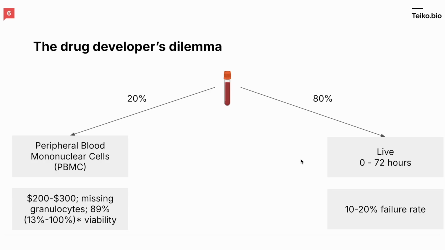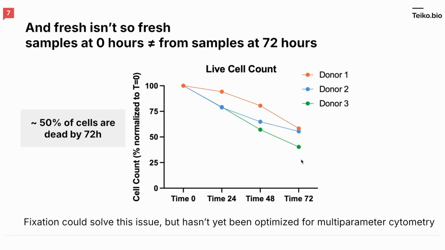The other option is to try to draw everything live and race to a lab within 72 hours. And if you've got Europe or Asia, or even within the US trial sites, there's still a 10 to 20% failure rate. And when you drill into live samples or fresh samples, we can see that there is actually really big degradation. Not every fresh sample is created equal. This is a sample at 0 hours compared to sample at 24, 48, and 72 hours. This is TACO original data.